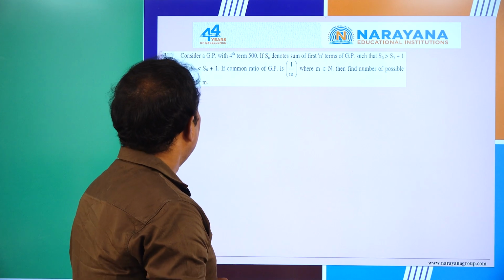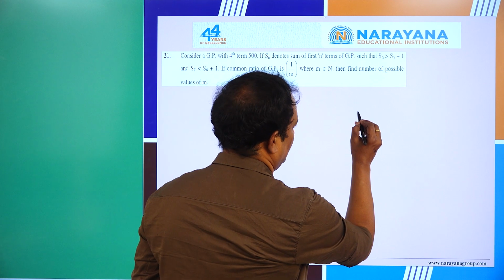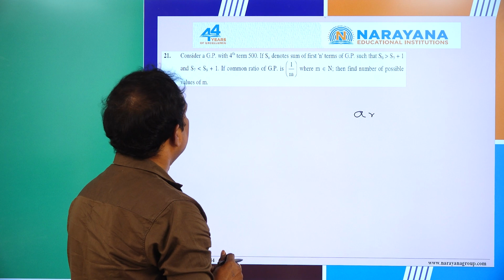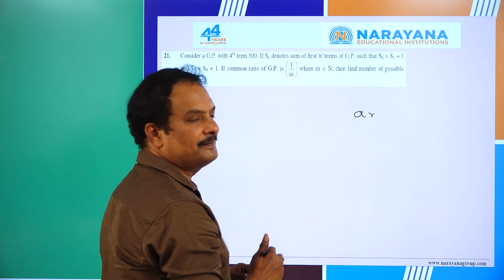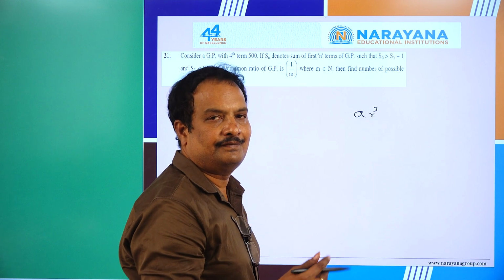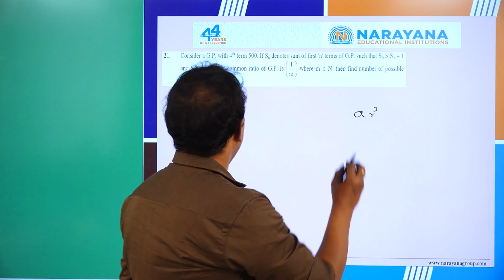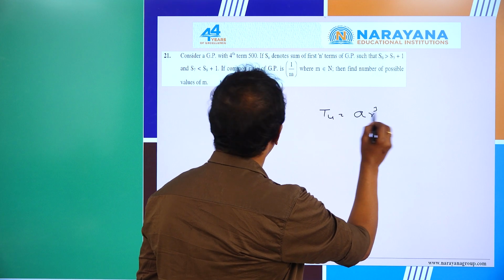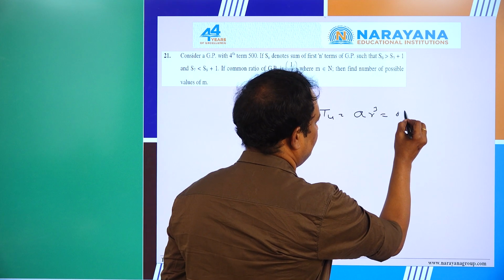First of all, let us take the first term of the GP as A, and the common ratio as R. Since the fourth term of the GP is given as 500, that is A into R cube, because the nth term formula is A into R power n minus 1. This is the fourth term, given as 500.